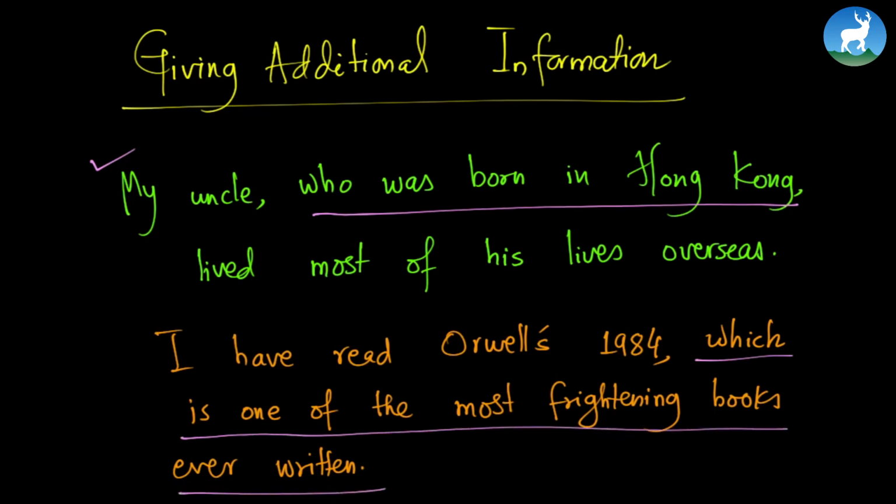Now let us see if we can remove the relative pronouns as the subject of the clause. We cannot. We don't say something like my uncle who he was born. We don't say that. So I have read George Orwell's 1984, which is one of the most frightening books ever written. Have you ever read George Orwell's 1984? Or Animal Farm? Or Shooting an Elephant? So these are some nice books. You should read them. They are about this world, the world is coming to an end and it's all dystopic and everything is falling apart. So pretty nice books. Frightening books, by the way.